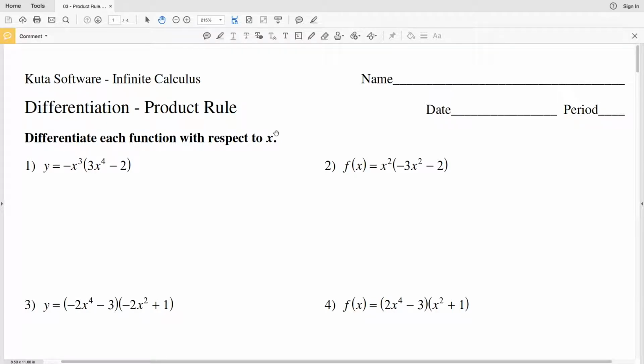In this video, we're going to go over the Kuta Software Infinite Calculus free worksheet, differentiation, the product rule.